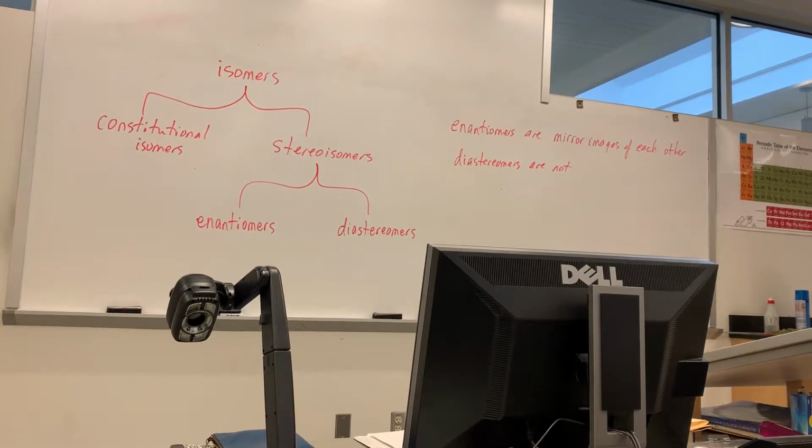We've already established that they're isomers. Molecules of the same molecular formula but are different. If they are isomers, same molecular formula but different, and they are mirror images of each other, then we've got ourselves a pair of enantiomers. The mere fact that they are mirror images of each other does not make them enantiomers.